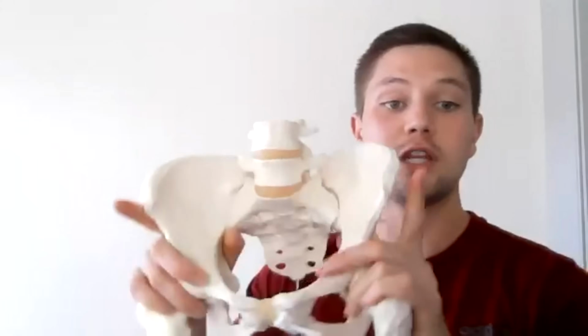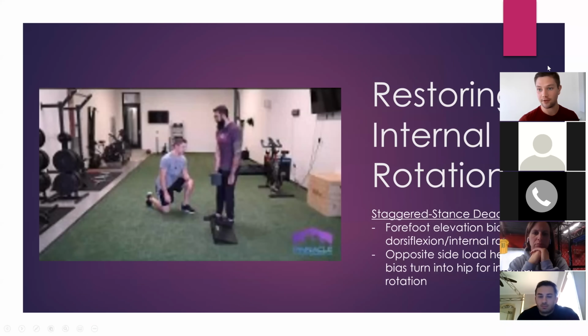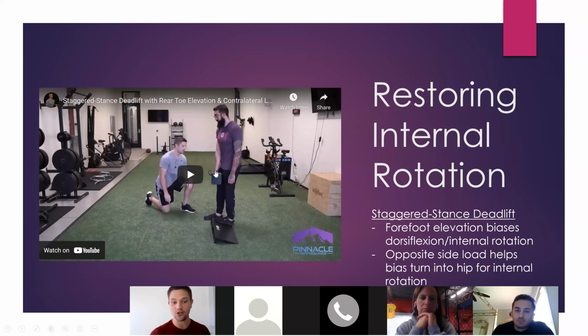So you're literally moving the joints in a position where you can open up the space to internally rotate, and then you can train the musculature to then own that joint position in something where you're biasing more 90-ish degrees of hip flexion, like a hinge.